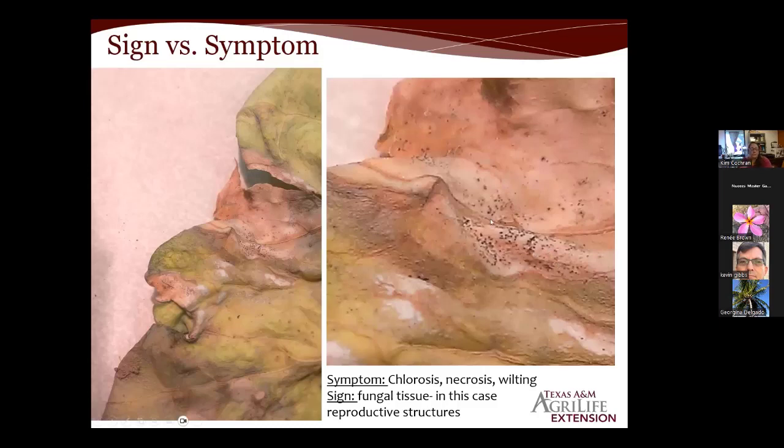So these are fungal reproductive structures on the black part, and the white is fungal somatic tissue or the body of the fungus that's colonizing the plant. And those are both signs. So in this picture, we have both symptoms and signs. And I've included some little reminder arrows for your notes as well.